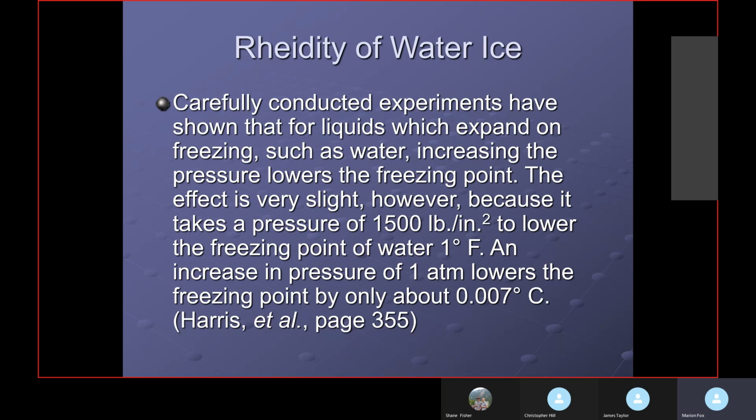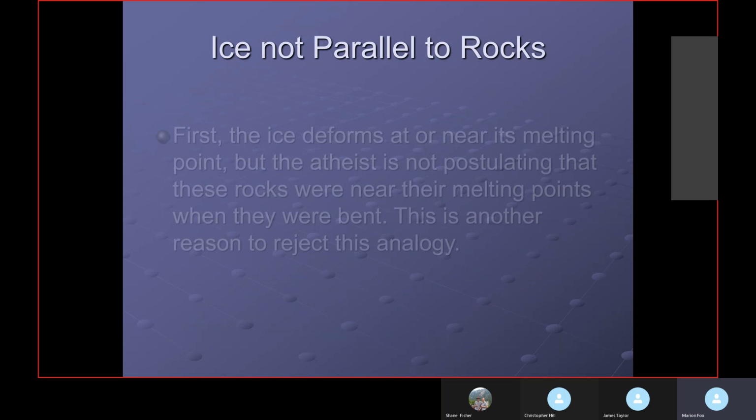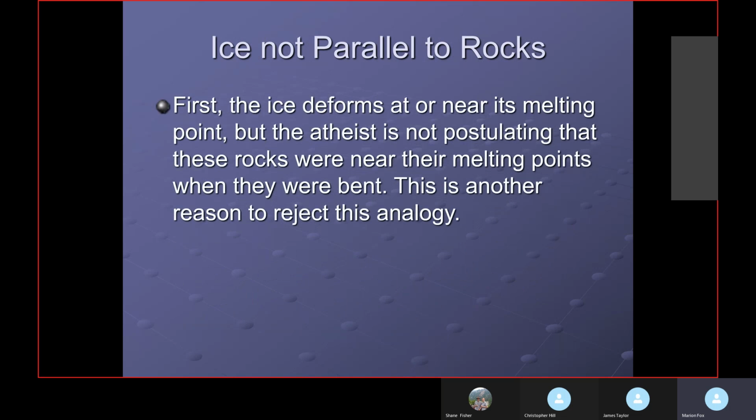So again, what he's saying here is that water ice has to be near the freezing point. Temperature does, and it takes a lot of pressure for it to occur if it's below the freezing point. First, the ice deforms at or near its melting point, but the atheist is not postulating that these rocks were near their melting points when they're bent.